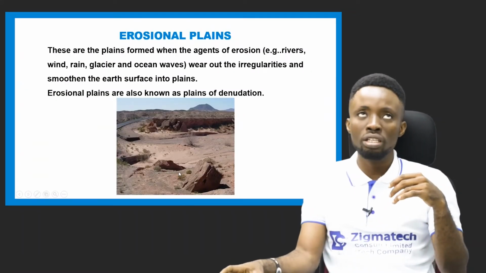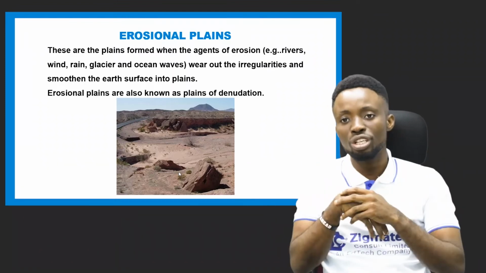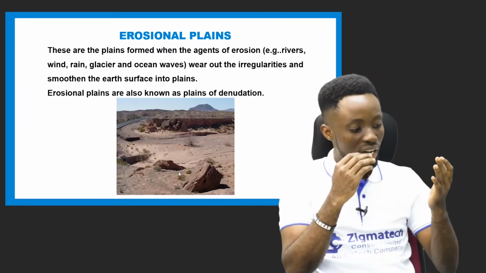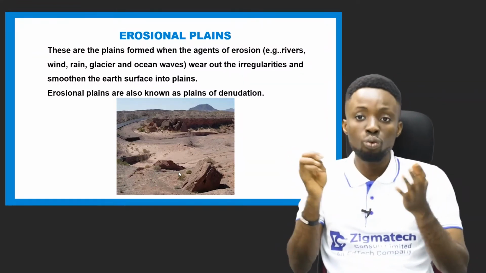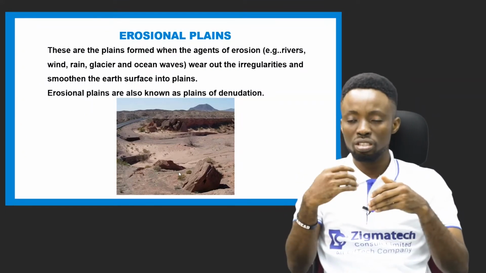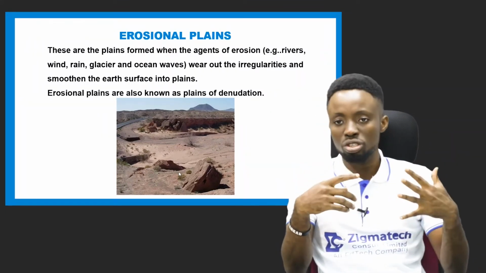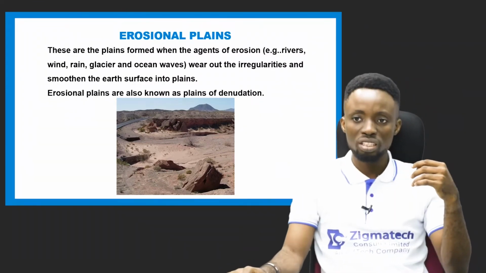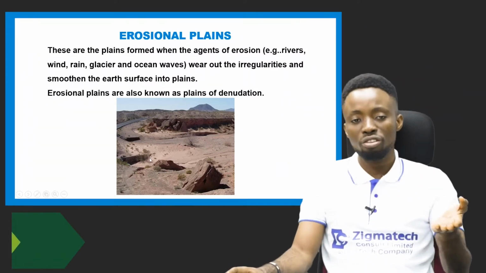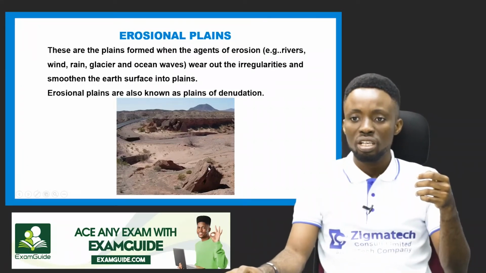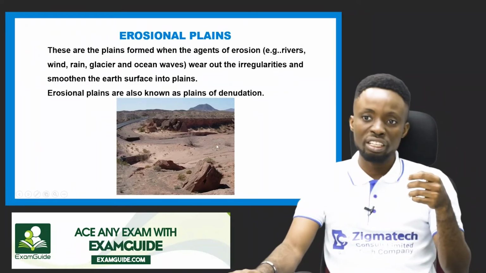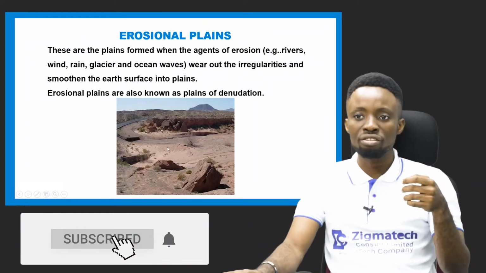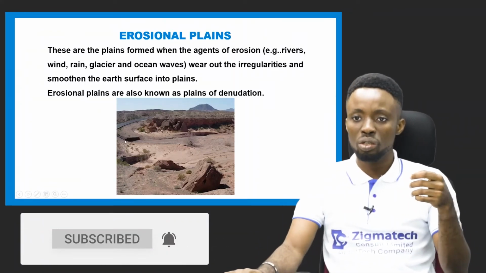Then plains that are actually caused by agents of denudation, when we have running water acting on it, we have ice or glacier or even waves acting on it, such plain land is called an erosional plain land. Now, this is a typical example of what an erosional plain land looks like. As you can see, the places are not uniform as a result of the lowering of some portions of the land by agents of denudation.